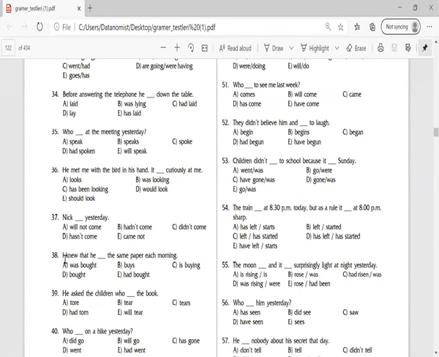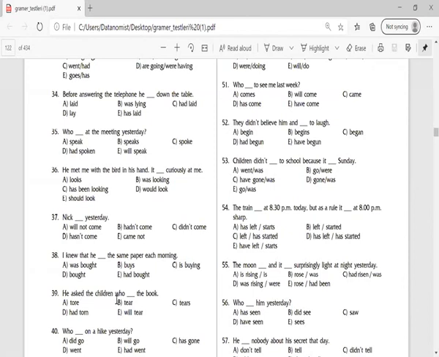Now look at this. I knew that he dashed the same paper each morning. Now my attention goes to this one. So past. Knew, past. So I knew, right? Before that, I knew that he does the same paper each morning. Had bought, had bought. Okay, because this happened before that knew.